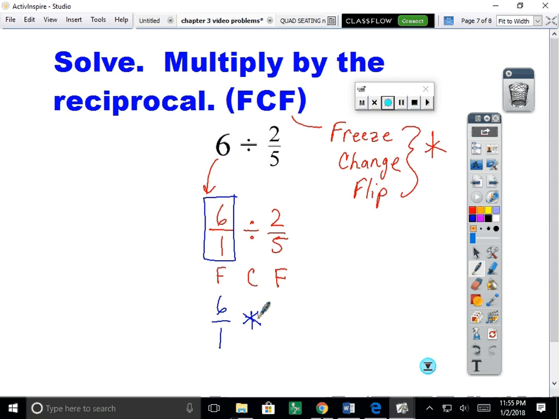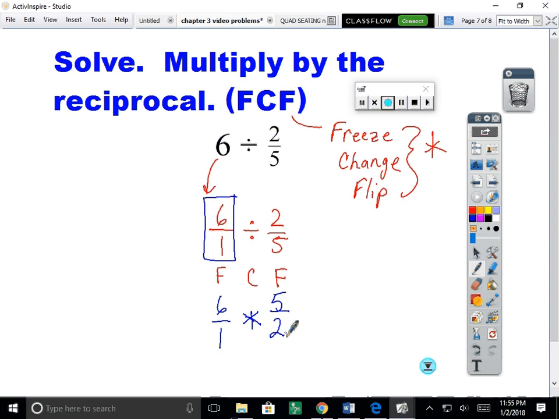So I'm going to change from division to multiplication. Notice I don't use an x. I say x for algebra. Next it talks about a flip, or the reciprocal. So the reciprocal of 2/5 means that these two numbers switch positions. The 5 becomes my numerator, and the 2 moves to the denominator. Oh, I know how to multiply fractions. I can multiply straight across.